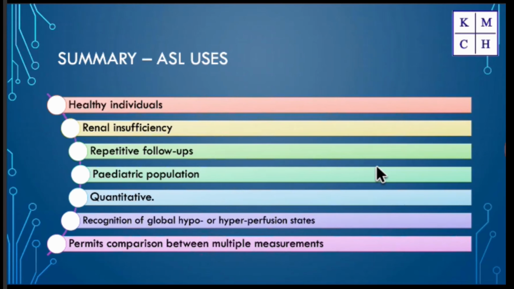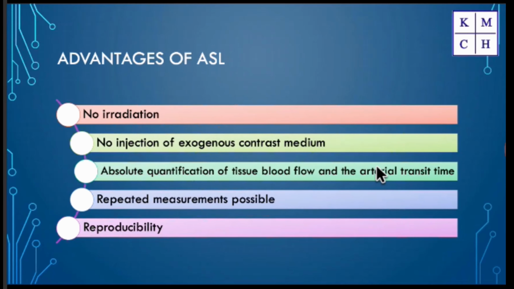We can see that ASL has advantages in patients with renal insufficiency, for follow-up patients, the pediatric age group, as well as identifying perfusion patterns without a contrast. It has no radiation, no exogenous contrast, and can help in absolute quantification, especially of CBF. If we vary the labeling from a single labeling delay to multiple delays, we can calculate the transit time. We can use it for follow-ups and repeated measurements, and it is reproducible.